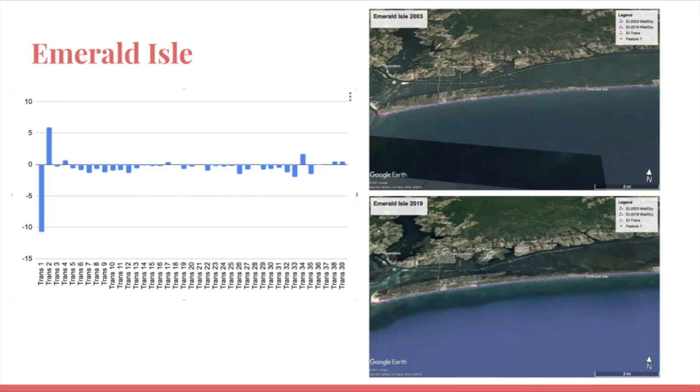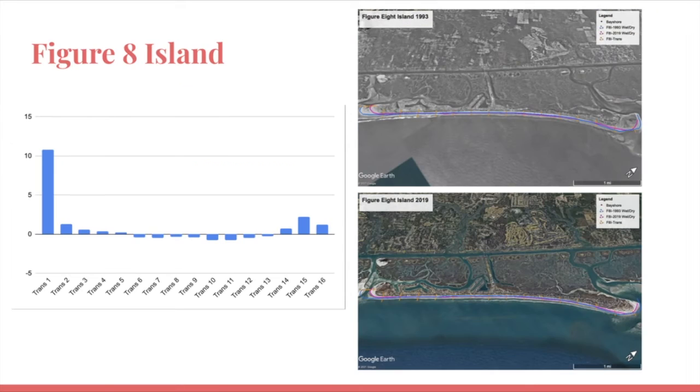Emerald Isle shows images from 2003 to 2019. Overall, there was a steady average in land gained, other than the significant land added on the Cape. Figure 8 Island shows images from 1993 to 2019, with a constant rate of land gained or lost remaining nearly average. On the curve of the island, there is significant land loss.